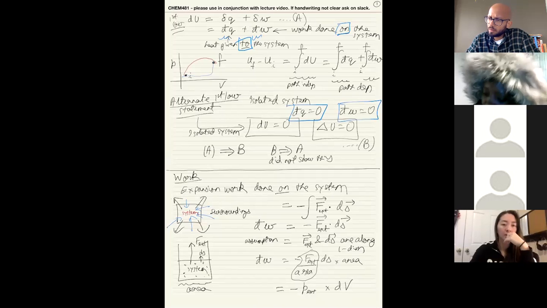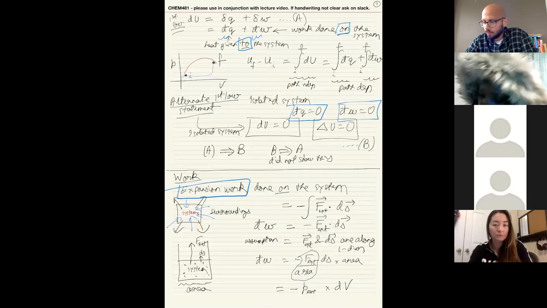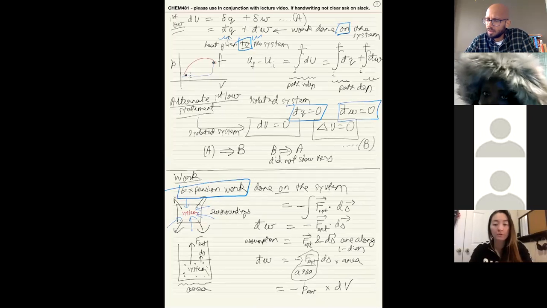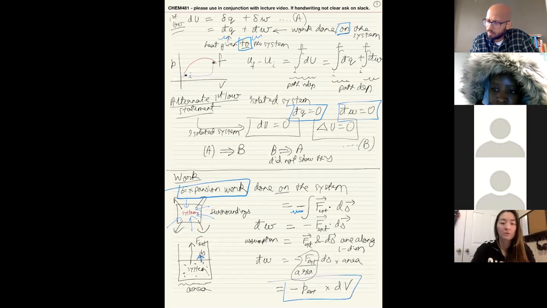Okay, so then we talked more about delta W. We said that work done on the system can be of different types. The one we are really going to focus on is expansion work, which is work done on the system as it is being expanded or compressed, either way. The sign convention here means that we have to use a minus sign, and F external multiplied by the change in length of the system ds, which amounts to minus P external dV, or delta W when it is work done on the system is minus P dV. That's the take home here.